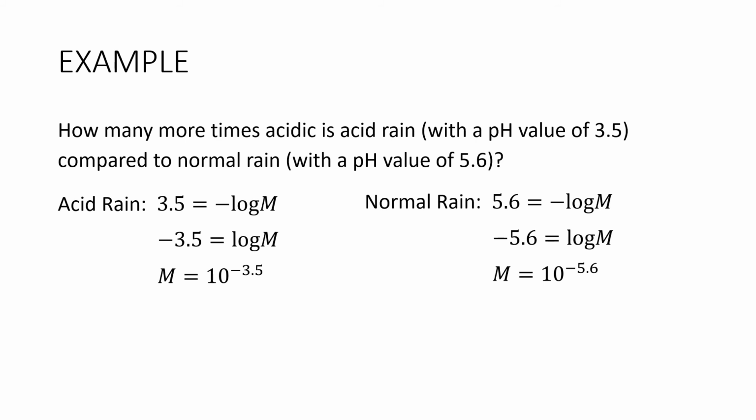So how many more times acidic is acid rain? So we want to do 10 to the power of negative 3.5 divided by 10 to the power of negative 5.6, so 126 times more acidic.